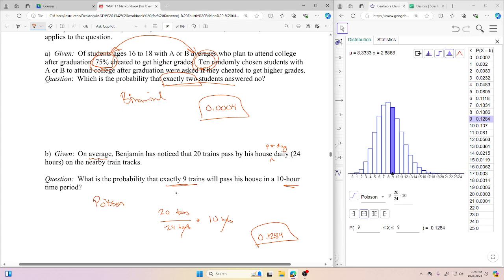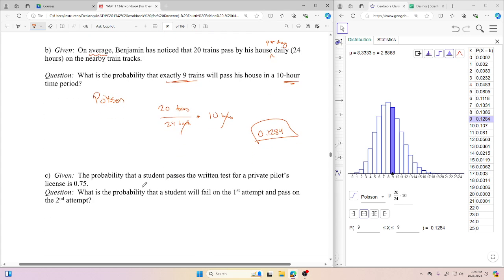Trains. You'll definitely see trains and birds on exams. The probability that a student passes a written exam for a private pilot's license is this much. Okay, so 75% for pass. What's the probability that the student will fail in the first attempt and then pass on the second attempt?